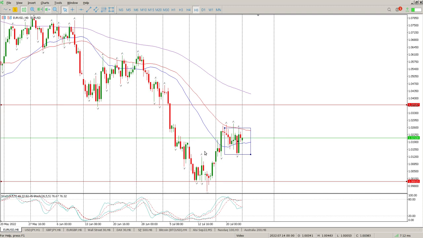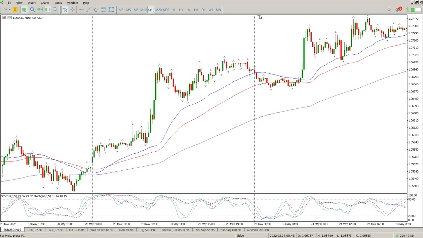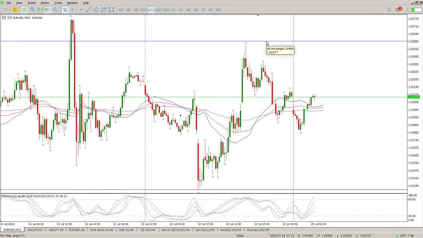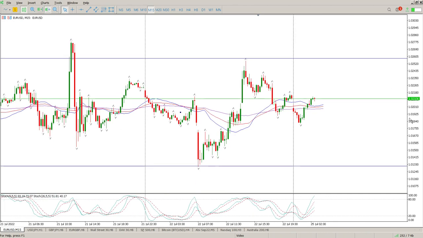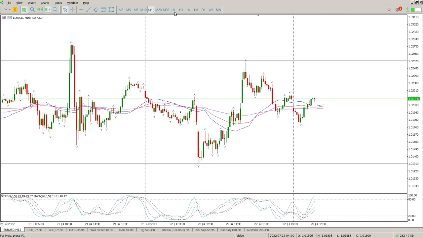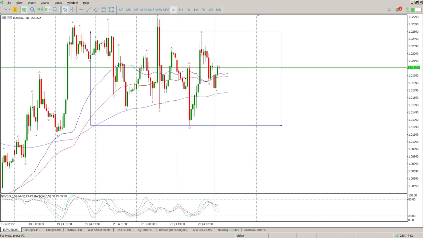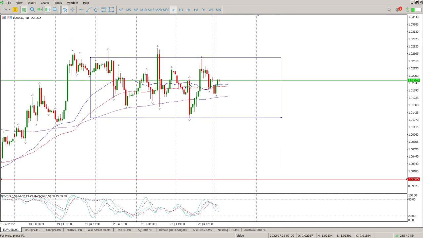Until we break out of this range, I'm sitting on my hands. I don't think there's anything on the lower time frames that's going to help you either. You can see just gaps everywhere. Above and below the moving averages like this on the lower time frames, there's a lot of confusion happening here. My bias is still for the bigger trend. In other words, I would expect us to break to the downside, but we're going to need to break the structure before we even look at that.